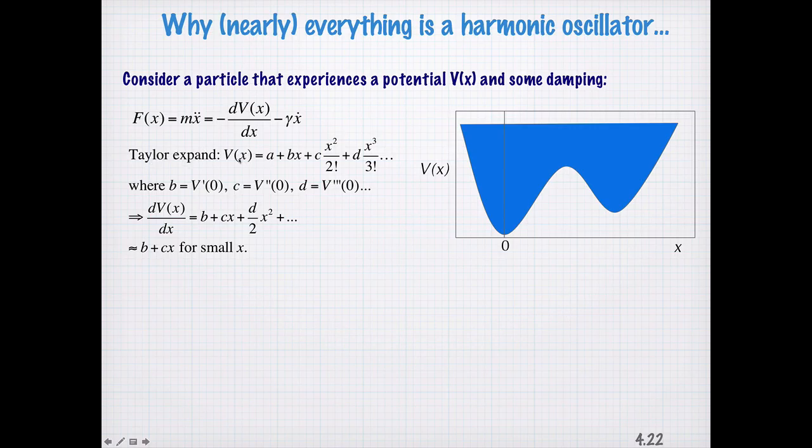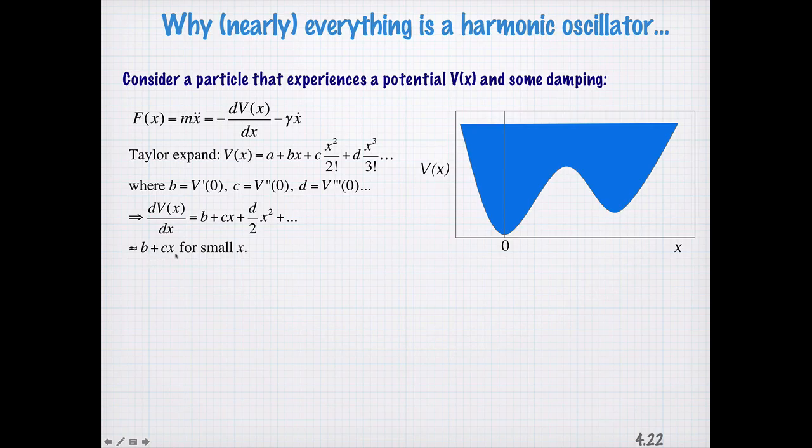We'll Taylor expand this potential into its zeroth, first, second, and third order terms, where each of these b, c, and d are first, second, and third order spatial derivatives. We can now write the spatial derivative, dV/dx, by taking the derivative of this expansion. So we have b plus cx plus d on 2 x squared, etc. Which, for small x, we throw out all the nonlinear terms, and we're left with b plus cx.